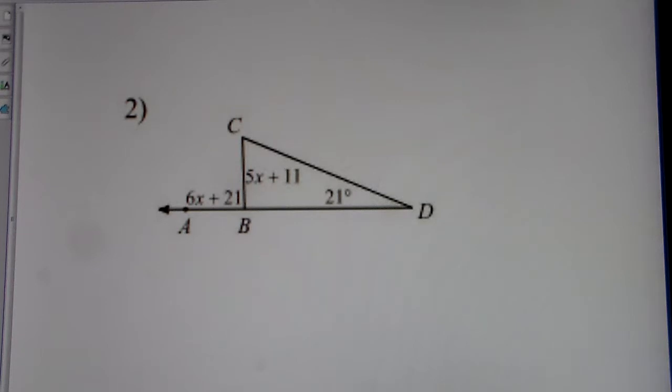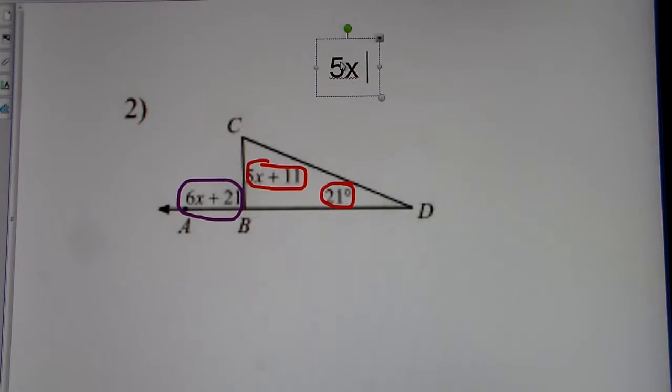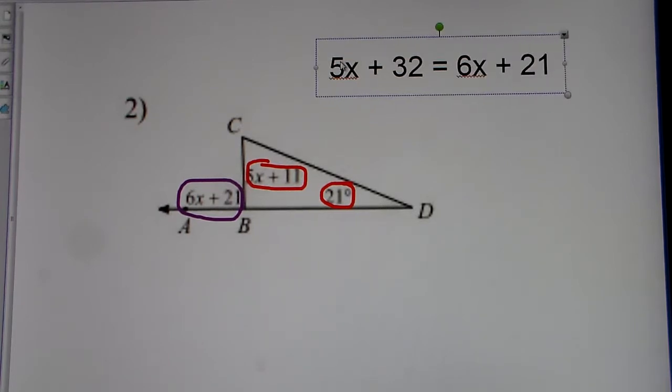Next up is problem number 2. Our exterior angle right out here is the 6x plus 21. That's our exterior angle. The interior angles, or inside the triangle, are 5x plus 11 and 21. We're going to combine the two interior angles, combine our like terms just like we did in Algebra 1. So 5x plus nothing gets you 5x, and 11 plus 21 gets you 32. So we're going to say 5x plus 32 is equal to that exterior angle, which is 6x plus 21.